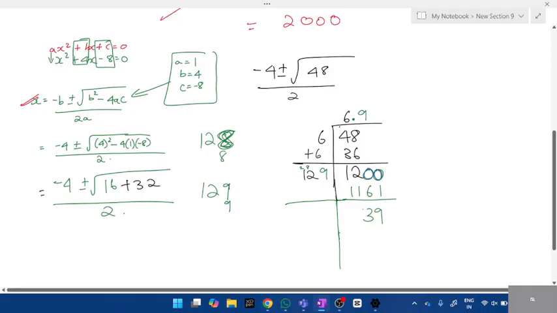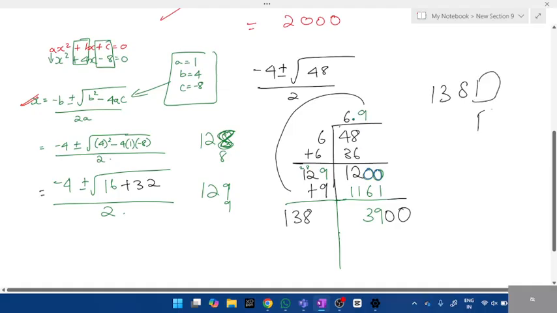Or if you want to solve it further, how will you solve it further? After 129, what you have to add here? Plus 9. You get 138. And how many zeros can we add here, students? 2 zeros. Now look here, 138. What number should I multiply? Shall we multiply 2 and shall we multiply with 3 and check? Tell me which one you get less than 3900.